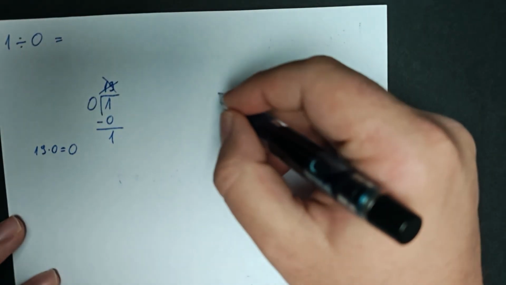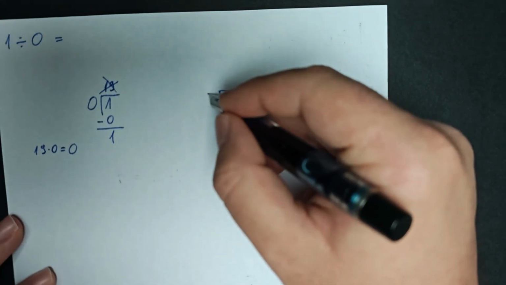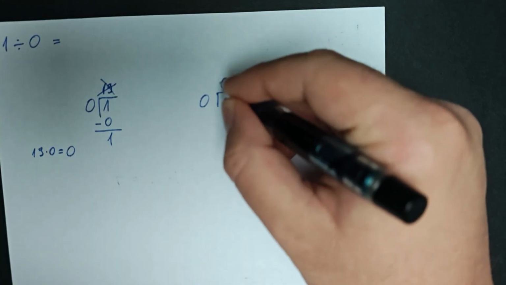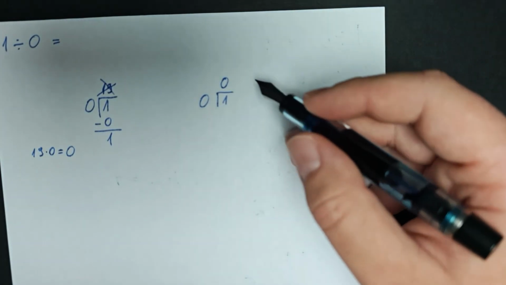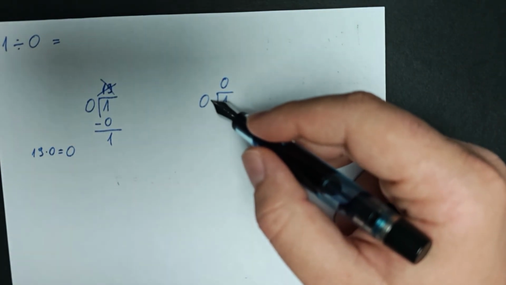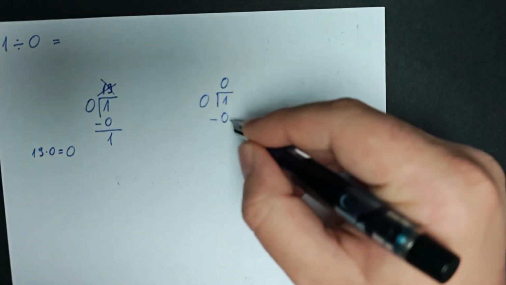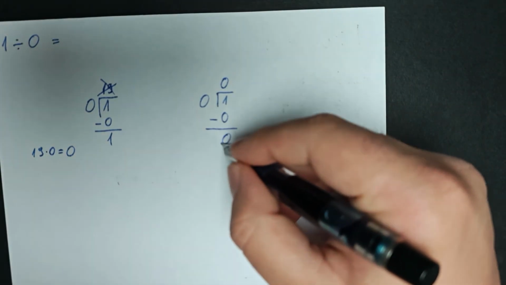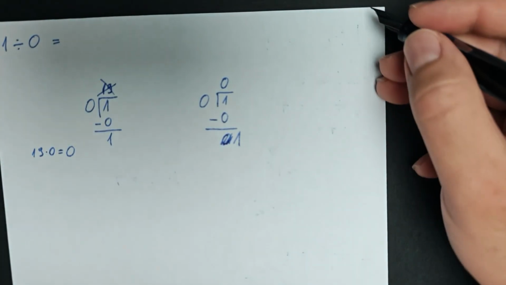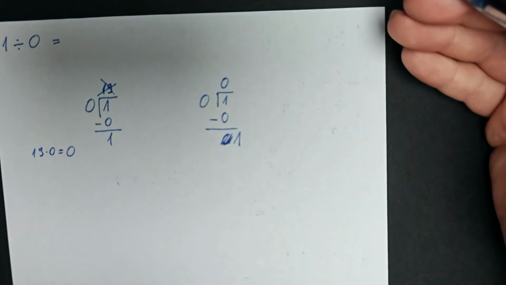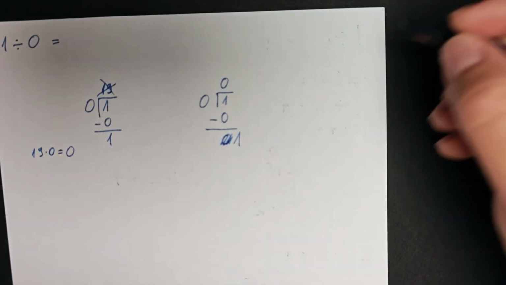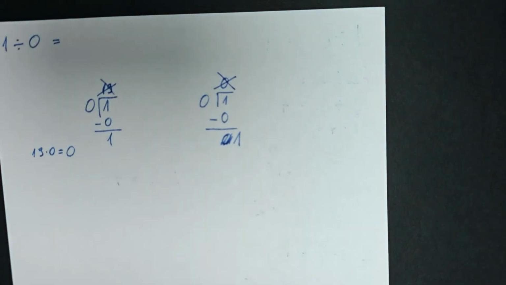So again, we have 1 inside of the bracket and 0 in front of it. Let's try the number 0. If we say 0, then 0 multiplied by 0 is 0. So 1 minus 0 is just 1. So we again get 1. So 0 is also not the number that we are looking for.